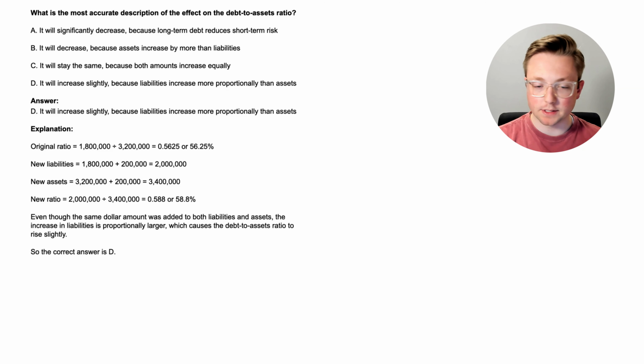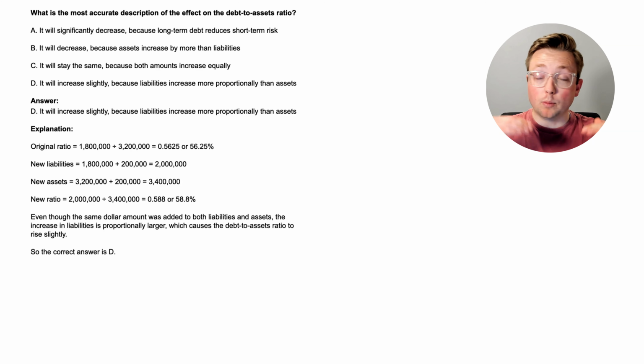So let's go through this to see how the numbers work out. The original ratio was $1,800,000 divided by $3,200,000, and that gives you 0.5625 or 56.25%. Now, if the liabilities go up by $200,000 and the assets go up by $200,000, that makes it instead $2 million divided by $3,400,000. And that actually gives you 0.588 or 58.8%.